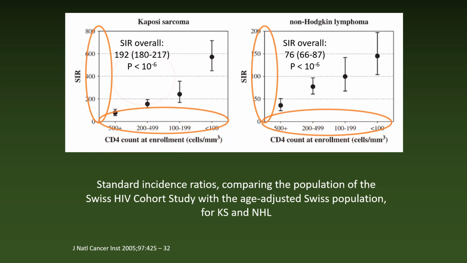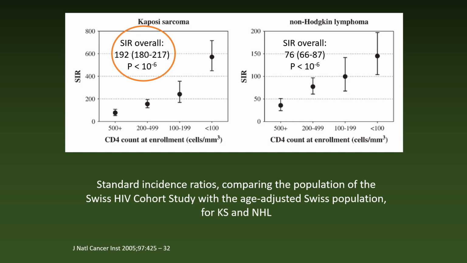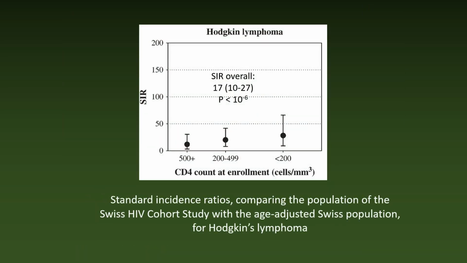counts. For Kaposi's sarcoma, the overall SIR is about 200, varying from 50 in those with CD4 counts above 500 to more than 500 in those with CD4 counts below 100. For non-Hodgkin's lymphoma, the overall SIR is around 80, varying according to the CD4 count from 35 to 150. For Hodgkin's lymphoma, the overall SIR is about 20, varying from 10 to 30.